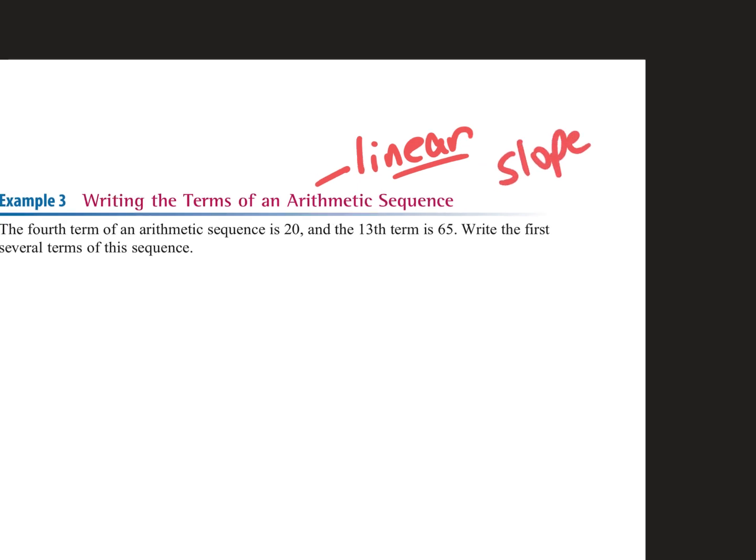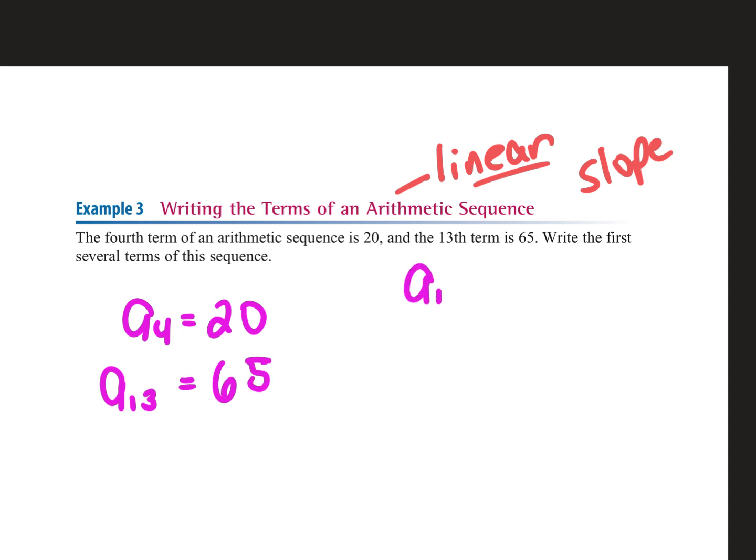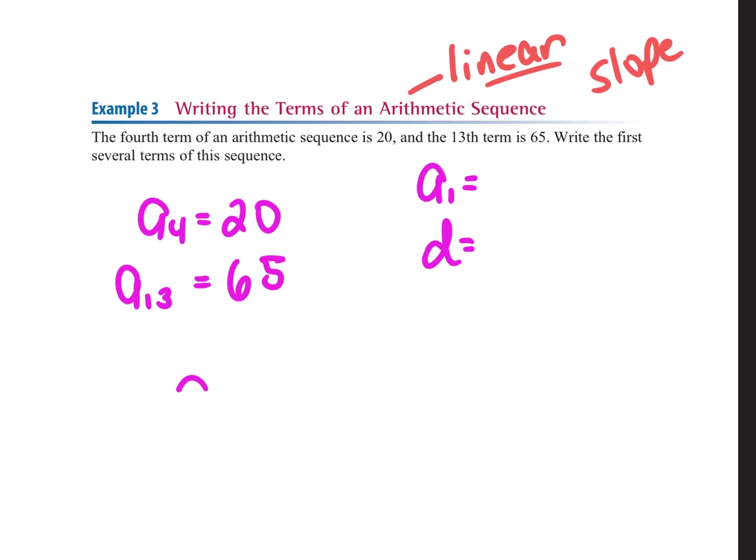So what did they tell me here? The fourth term, a sub 4, is what? 20. And they told me that the 13th term is what? All right, so in order to write a rule, I have to have the first term and the common difference. Do I have either of those things? No. So here's the rule.